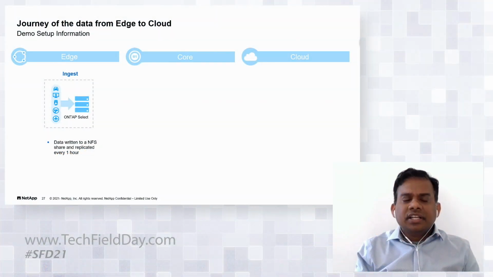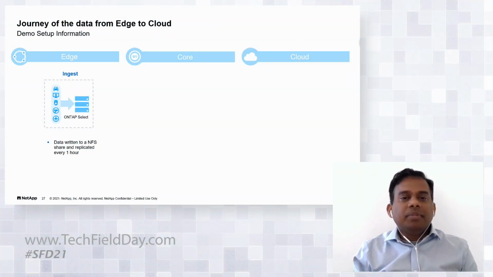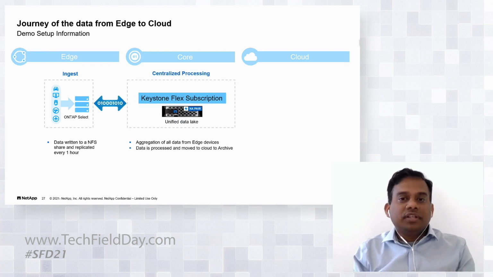So the idea here is to continue with the previous session that we had, where data is collected at the edge, right? So in this case, we have deployed a small virtualized instance of ONTAP called ONTAP Select, which collects telemetry data and replicates all the data every hour to a core for centralized processing. Here, the customer has deployed a Keystone Flex subscription, right? So the idea is, instead of investing in CapEx expenditure, they want to grow as their storage needs grow, right? And also get the flexibility of all the latest technologies and all the various kinds of storage that they want.